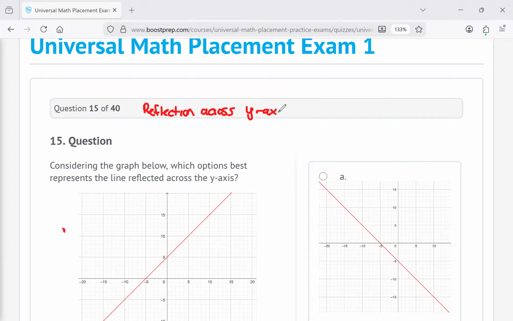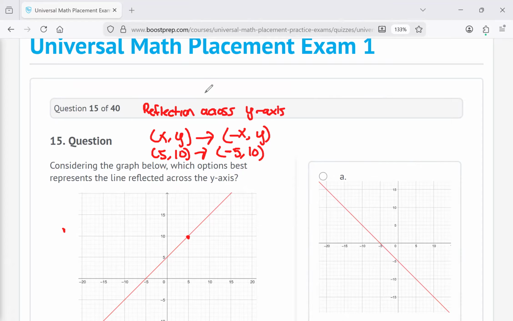It's basically this. You have a coordinate x comma y, and the rule is when you reflect it across the y-axis, you make the x negative. So the x will be negative, and the y stays the same. So all we have to do is pick a point from this graph right here, and then make the x negative and figure out which graph has that point. I'm going to pick this point, and that point is at 5 comma 10. Then you make the x negative, so this 5 is going to be negative 5, and the y is 10.